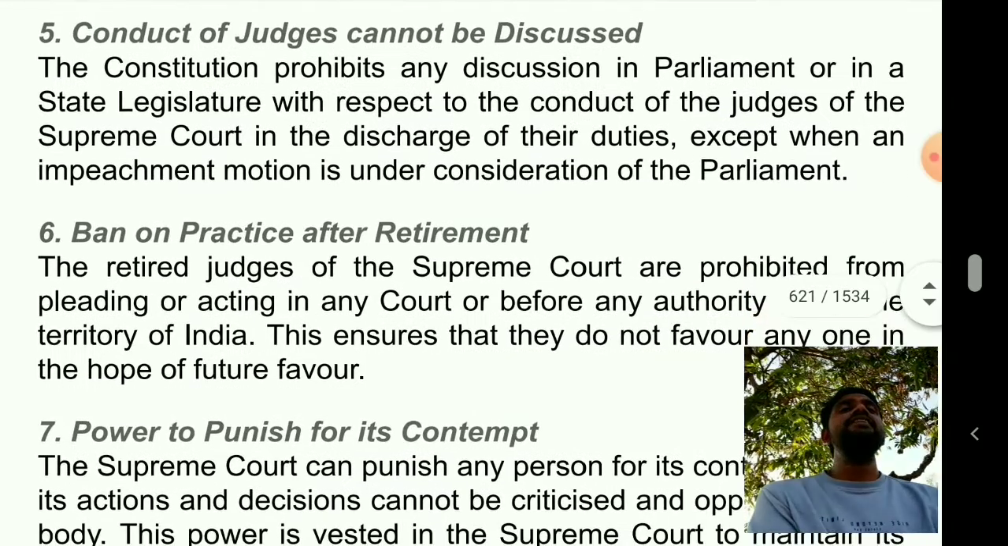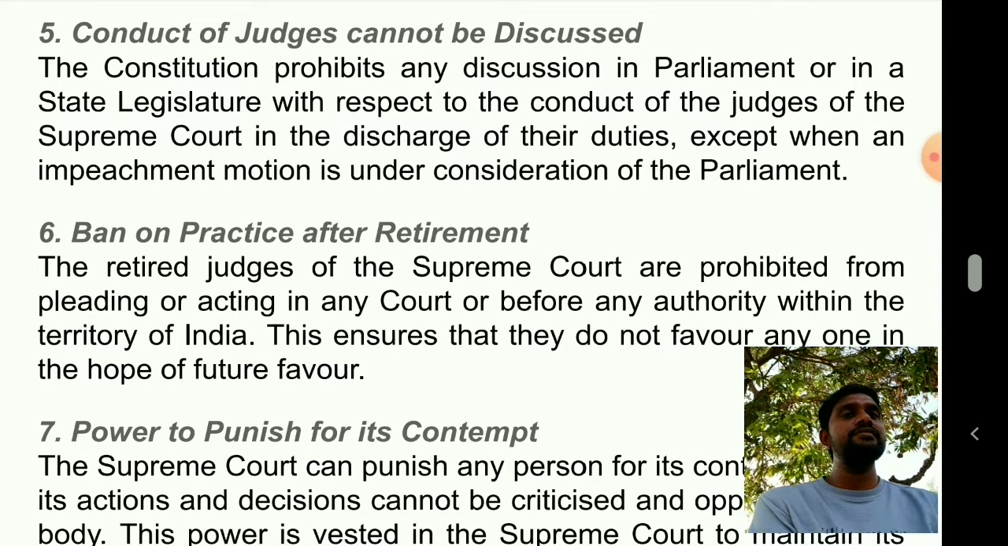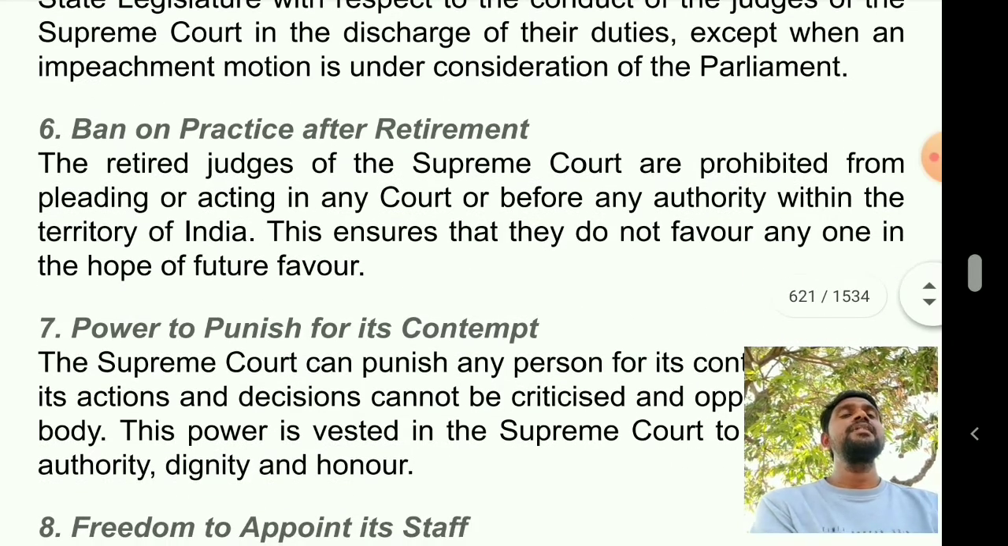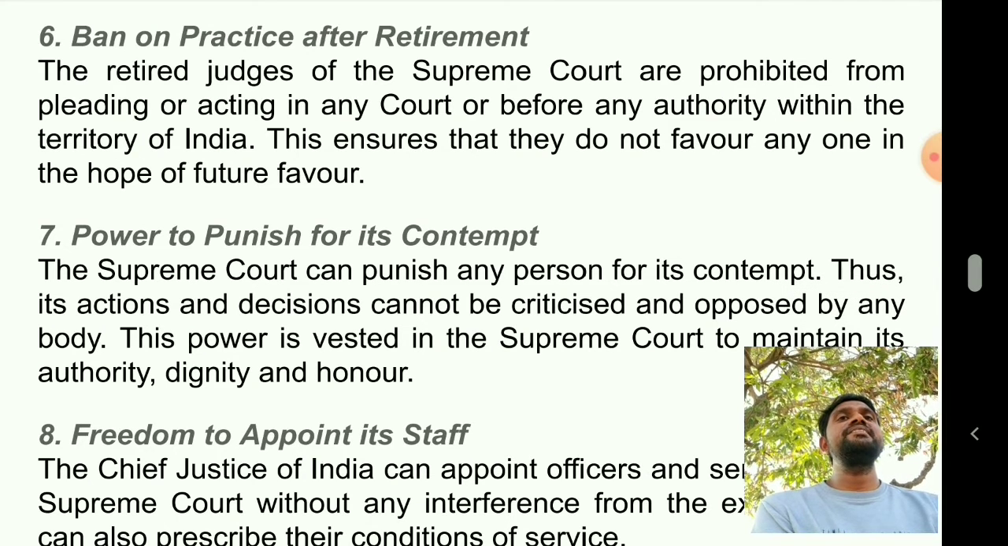Fifth is that conduct of judges cannot be discussed. The Constitution prohibits any discussion in Parliament or in a state legislature with respect to the conduct of the judges of the Supreme Court in the discharge of their duties, except when an impeachment motion is under consideration of the Parliament. Sixth is ban on practice after retirement.